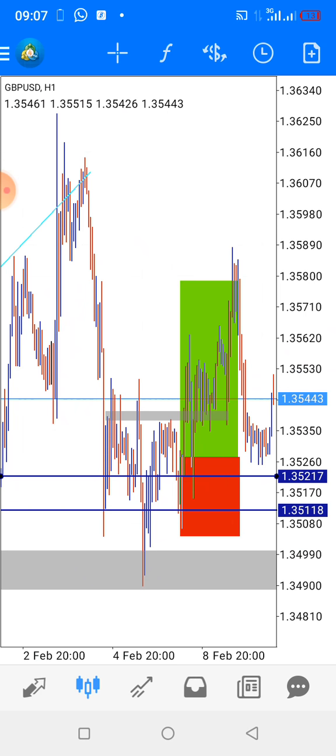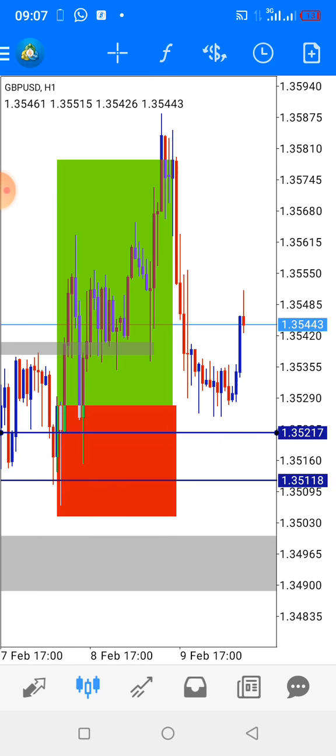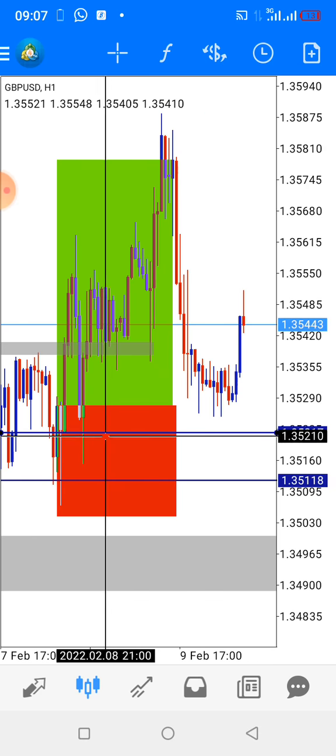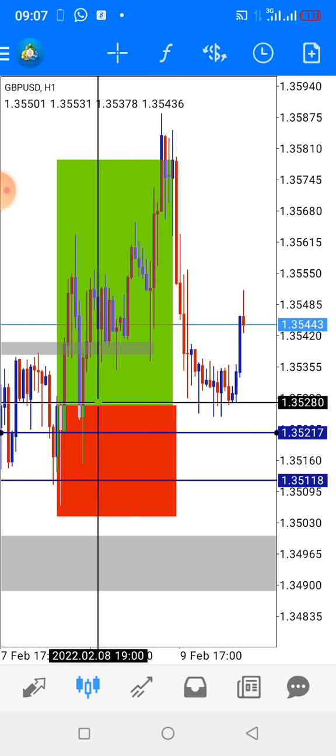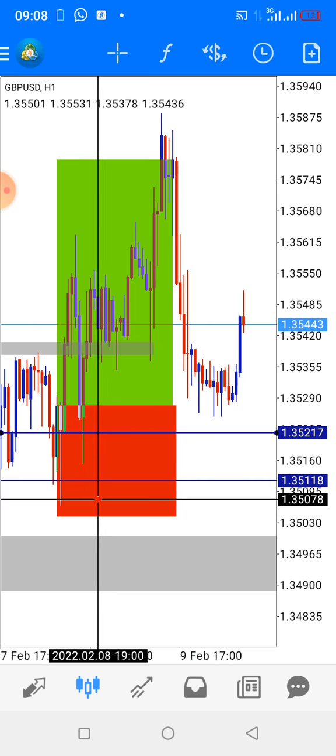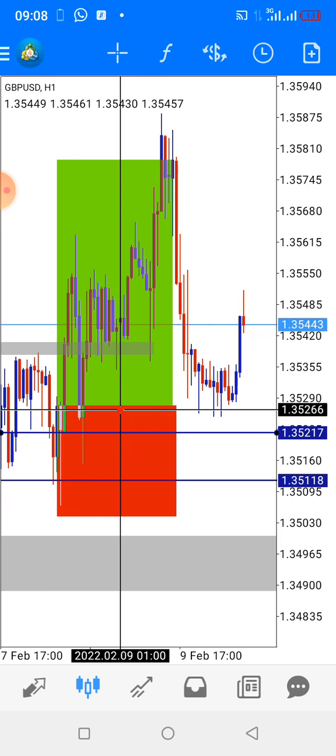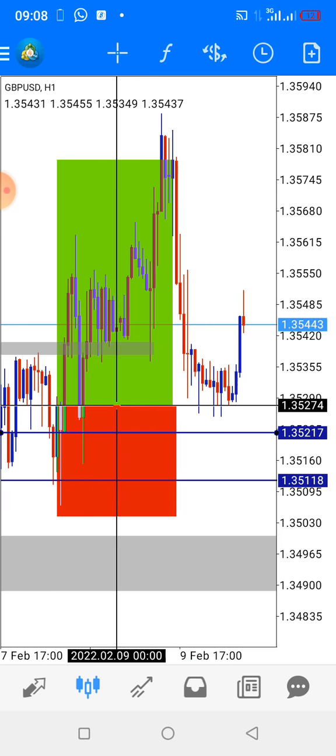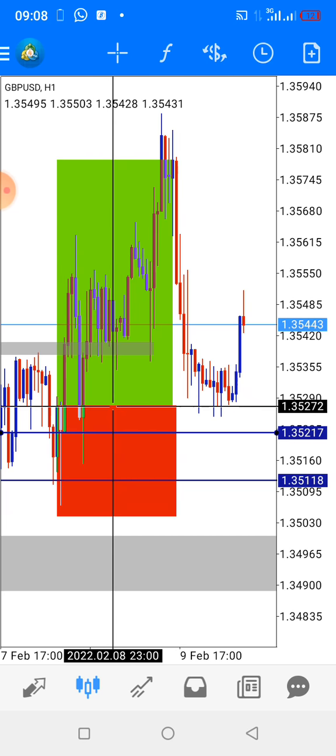So let's calculate the risk. I risked from here to here about 23 pips. That's why I took this buy from this area. So I just took about 20 pips, let's say 20 to 23 pips. My target was 1 to 3, which was around there.